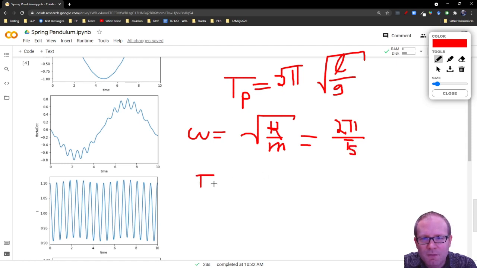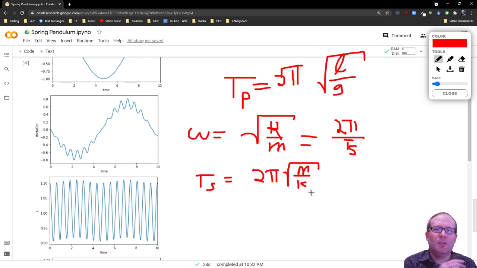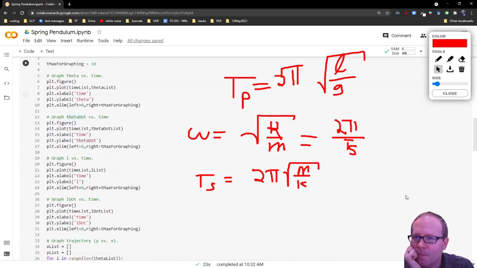So that means T for the spring is going to be, take this, move it over to the left-hand side. That's what I did here. Take this, move it over here. That leaves me with a 2 pi, because the 2 pi doesn't go anywhere, root M over K. All right, cool. So I have the case where TP is much bigger than TS. How did I end up with that?